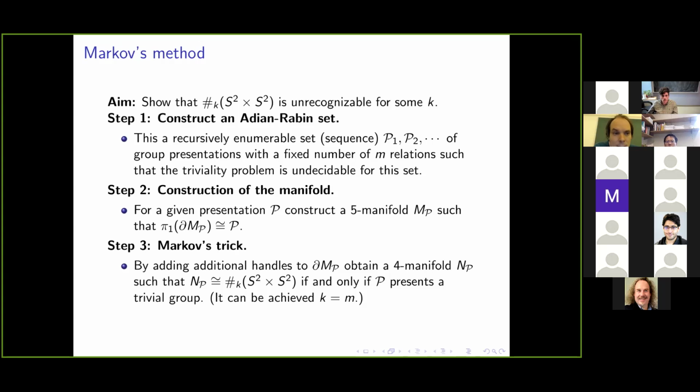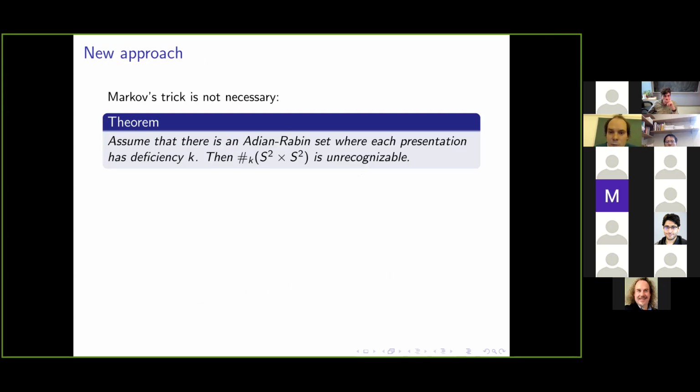Okay, so that's the rough structure of the proof. And now I want to mention what are the differences, what one can do slightly better. And for this, let me mention it as a theorem. So the theorem is that if we have an Adian-Rabin set, but this time not with the fixed number of relations, but with fixed deficiency, then we actually can deduce that the connected sum of K copies of S2 times S2 is unrecognizable. So the parameter this time is just the deficiency of the presentation, not the number of relations. And it's much more realistic to get smaller deficiency than a really small number of relations.